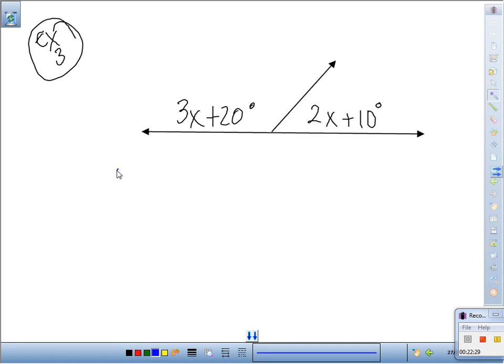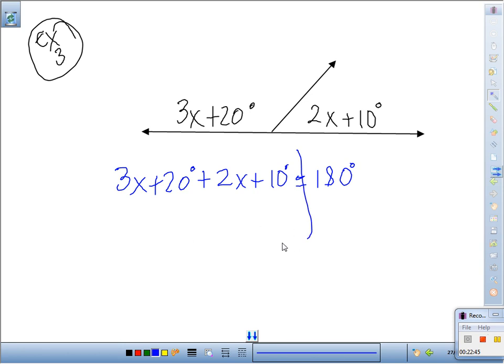Which means what? That this one plus this one is equal to what? 180. So therefore, when they ask us to solve or to find the degree of each angle, then we write 3x plus 20 plus, what else? 2x plus 10 is equal to 180. And do we know what to do from there? Solve for x. Once we find x, what do we do? Substitute, and that's going to give us the degree of each angle.